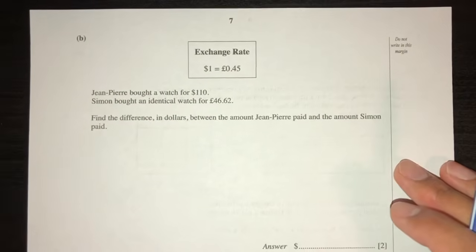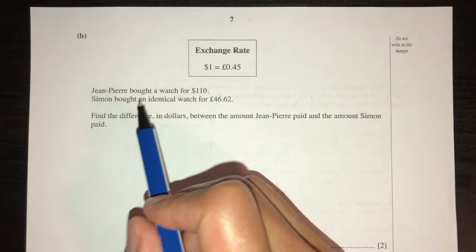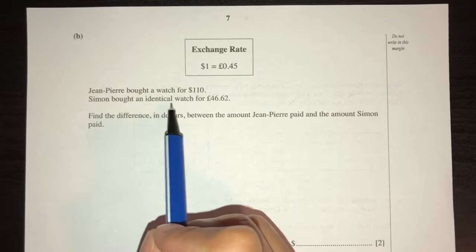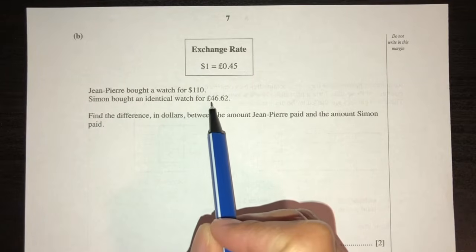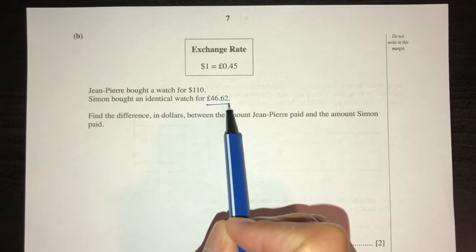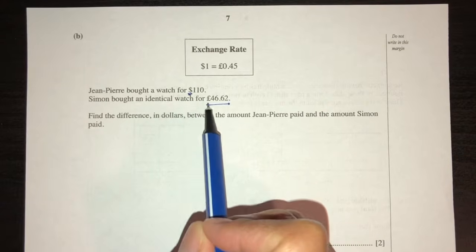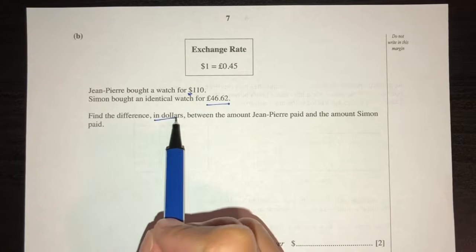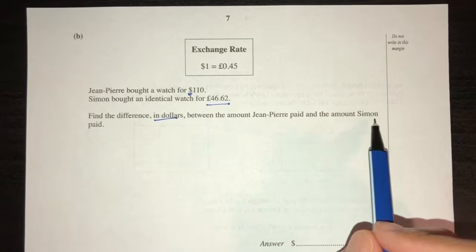Let's move on to part B. Jean-Pierre bought a watch for 110. Now Simon bought the same watch for 46.62 pounds. So the currency here is different. This is dollars and this is pounds. Find the difference in dollars between the amount paid and the amount.